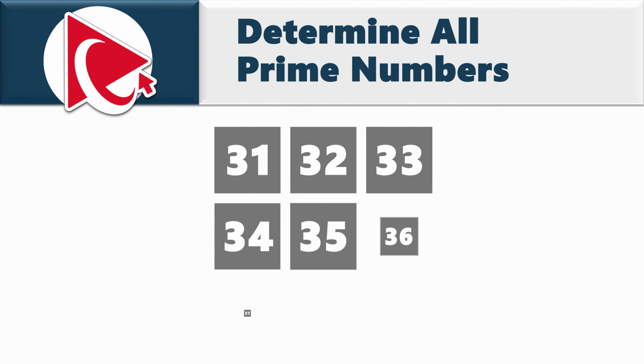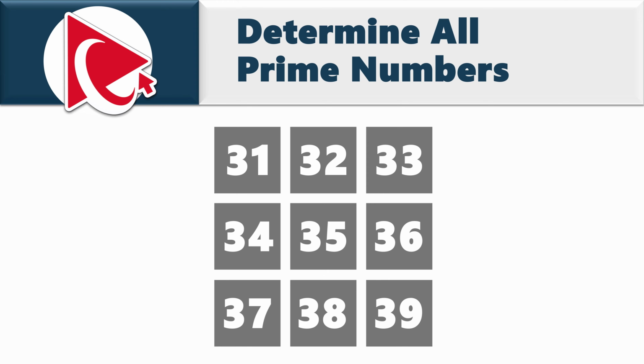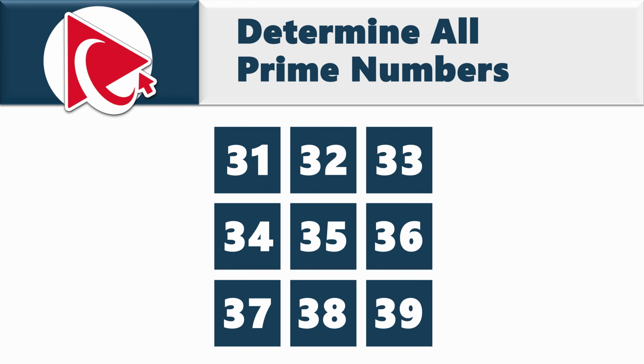You're presented with 9 numbers and need to determine all prime numbers in this series. The numbers are 31, 32, 33, 34, 35, 36, 37, 38, and 39.